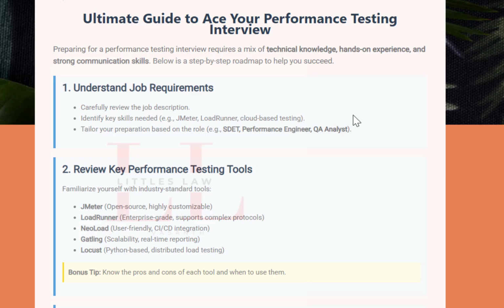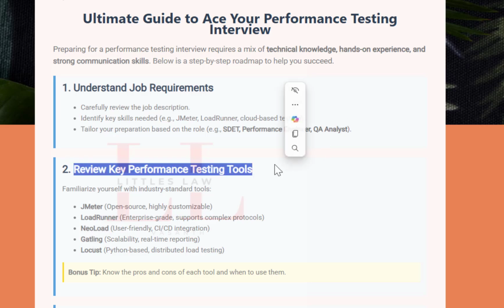And the second part is reviewing the key performance testing tools. This is the next critical part, where you have to get familiar with the most widely used performance testing tools in the industry. So let's do a quick rundown. We all know JMeter. It's open source and highly customizable. It's great for web applications and APIs.